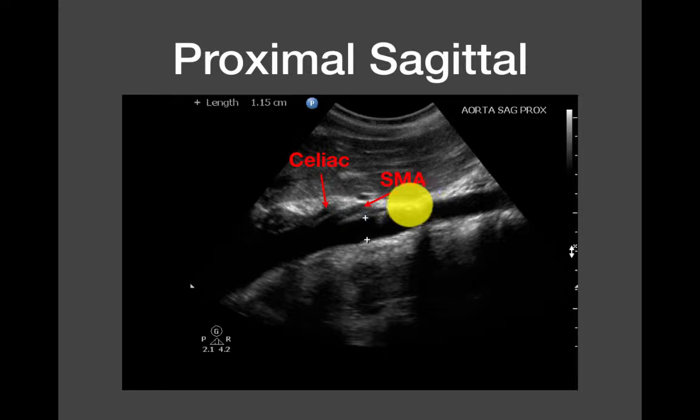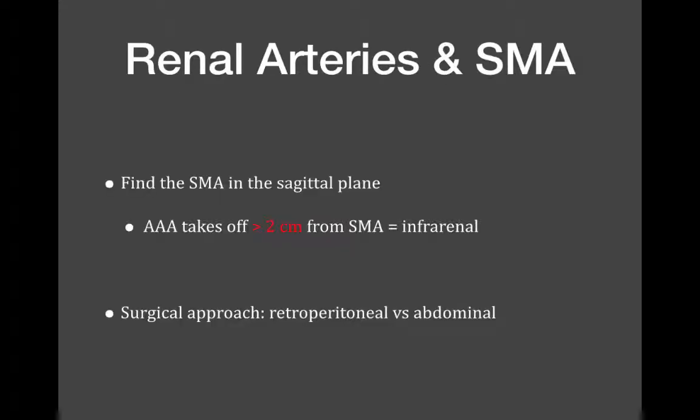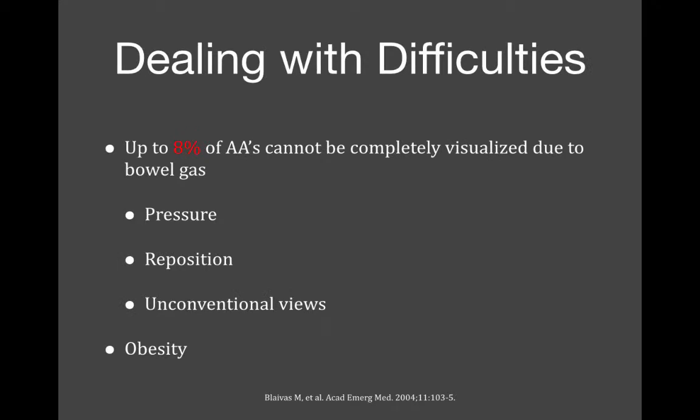If it takes off within 2 centimeters of the SMA, then we have to be much more worried about a juxta or a pararenal AAA. And again, that needs to be communicated with the vascular surgeon. Not all of these abdominal aortas are easy to find. There's a study done a number of years ago that found just a little below 10% of abdominal aortas can't be visualized because of bowel gas.